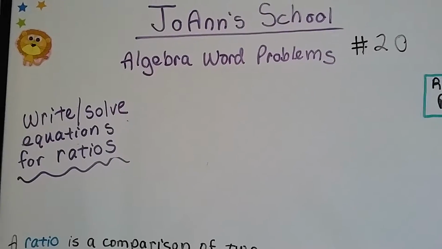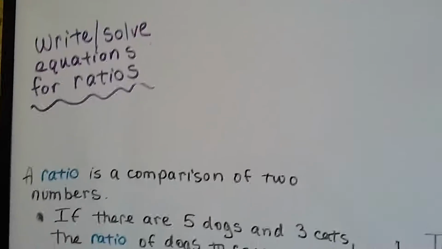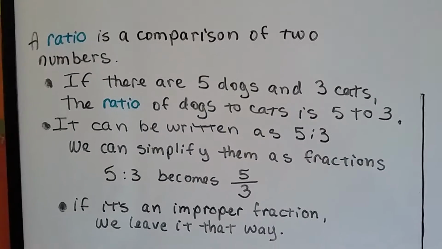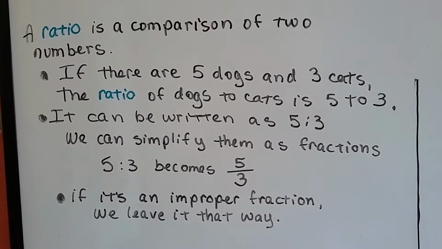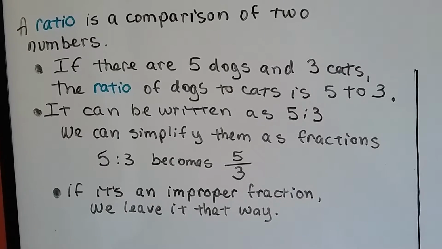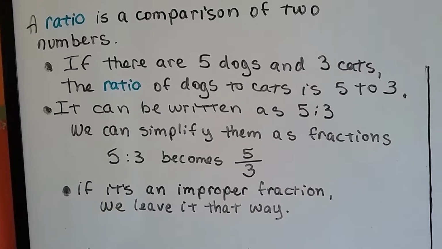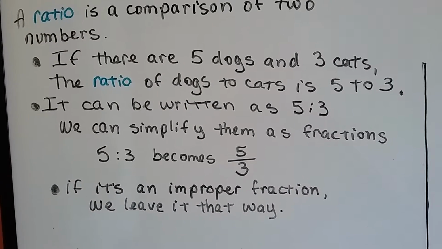Algebra Word Problems number 20. Write and solve equations for ratios. A ratio is a comparison of two numbers. If there are 5 dogs and 3 cats, the ratio of dogs to cats is 5 to 3. It can be written as 5:3, and we can simplify them as fractions.